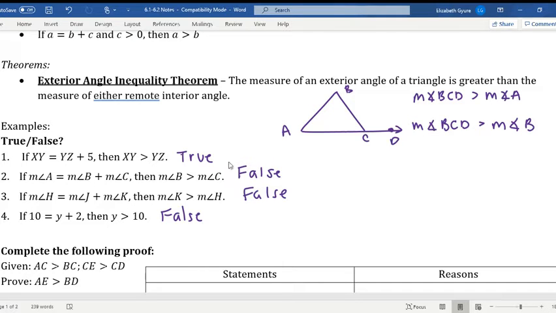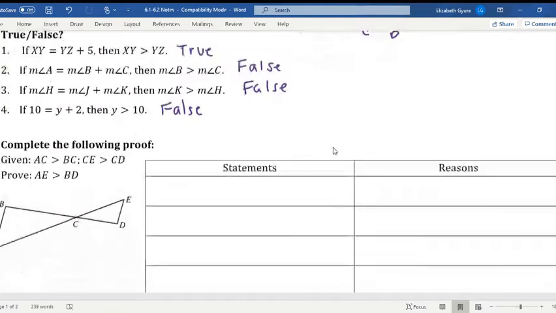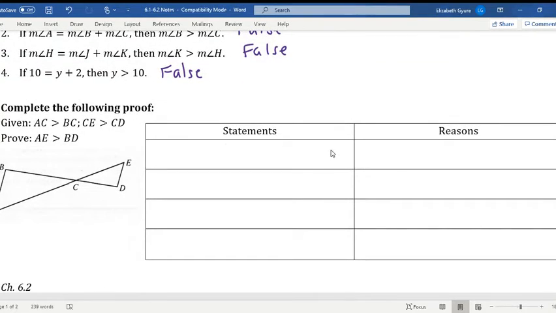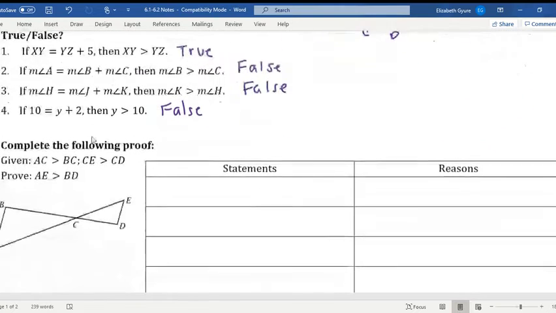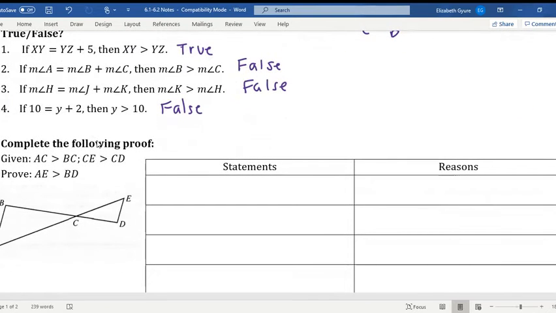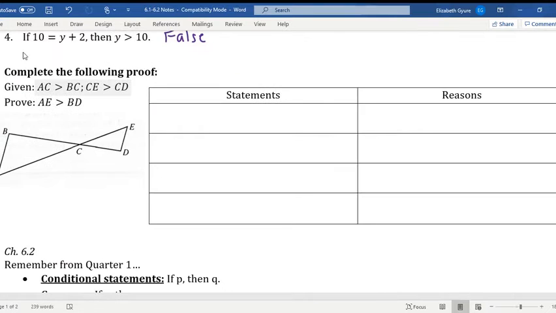So you've got to remember less than, greater than, how that would work. I threw a little proof in here so we can practice what this would look like, because we're going to be able to use these properties in our proofs, just like we could use the properties of algebra, like the addition property of equality, things like that. You'll be able to use these properties. Luke, why are we doing a proof? So, complete the following proof.